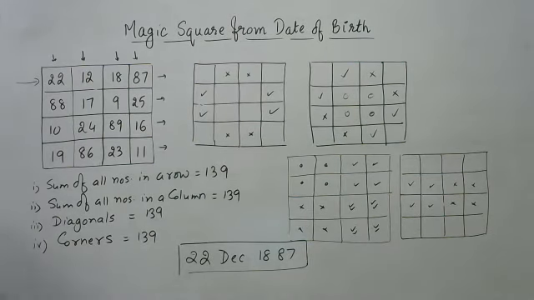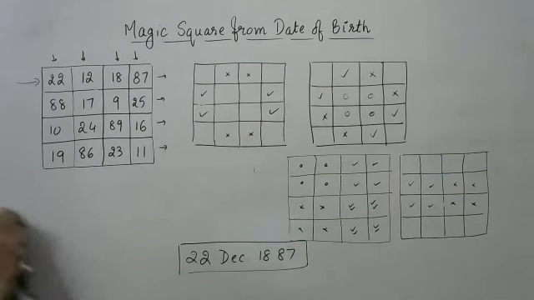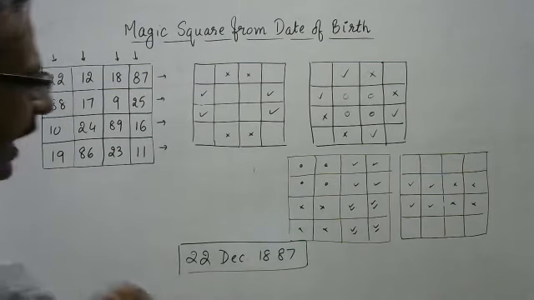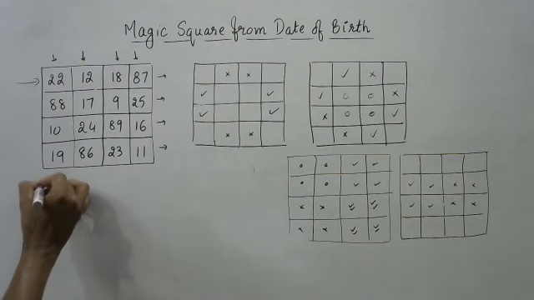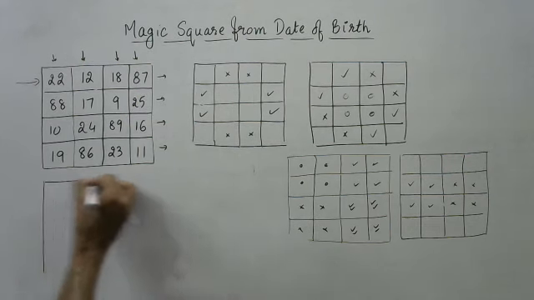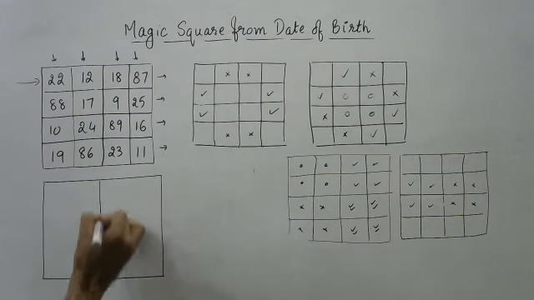Okay, so now let's try and take our own date of birth and try to find a magic square which satisfies all these conditions which are satisfied by the magic square written here. So I'll just tell you the method through which you can draw your own magic square, and you can try with your own date of birth.